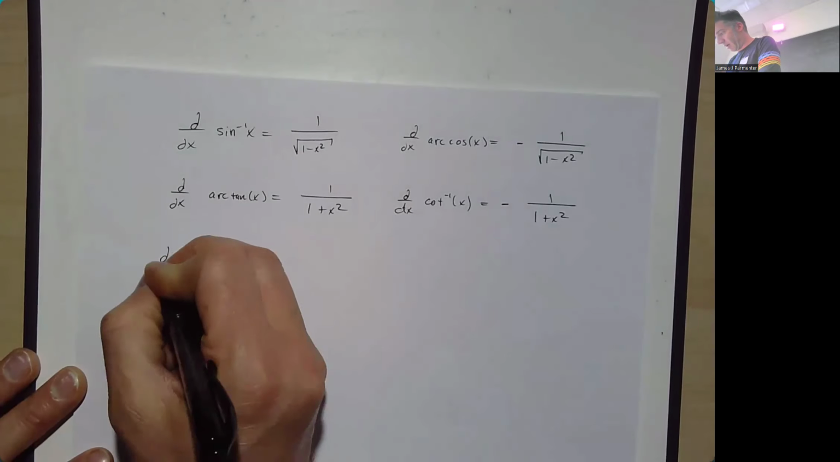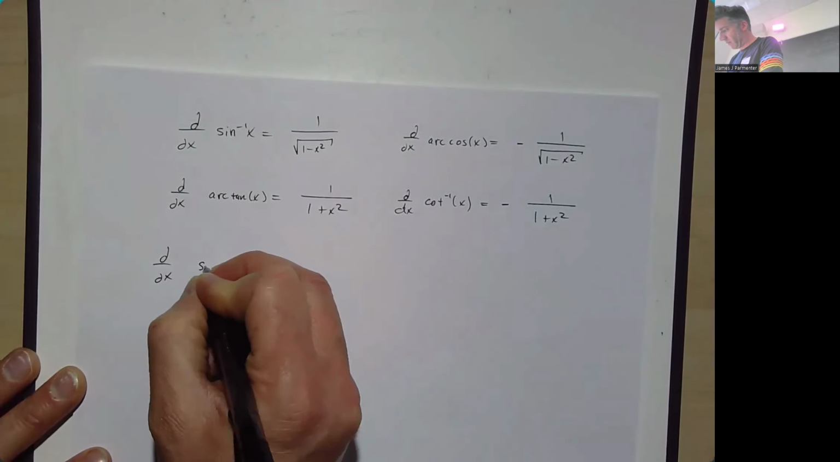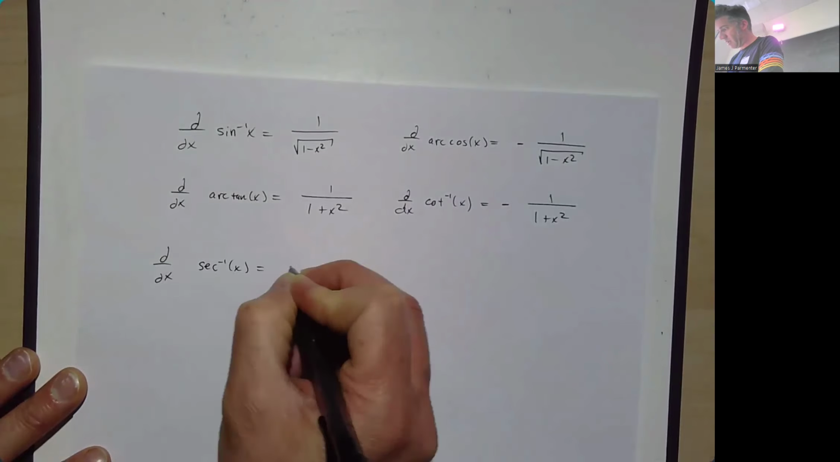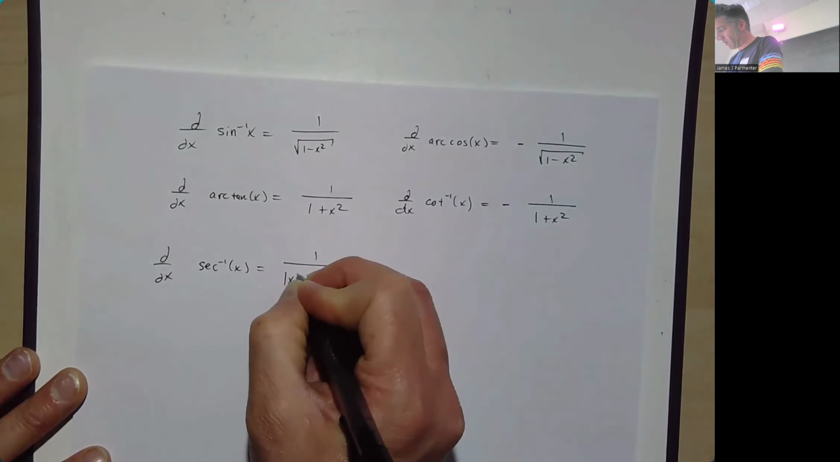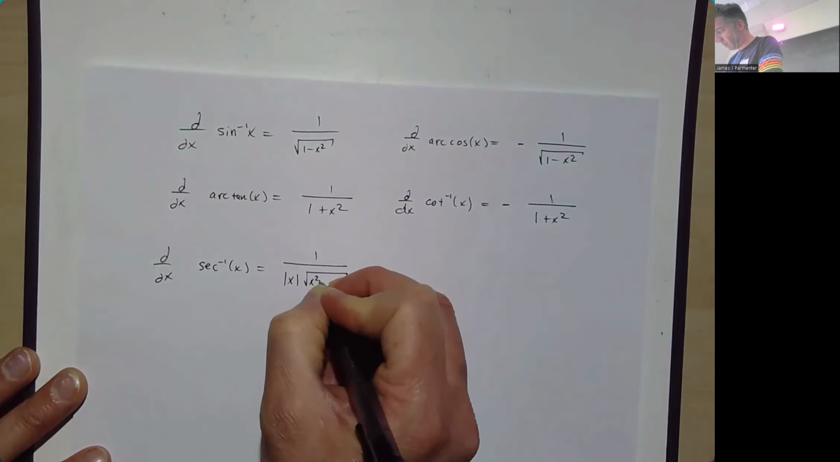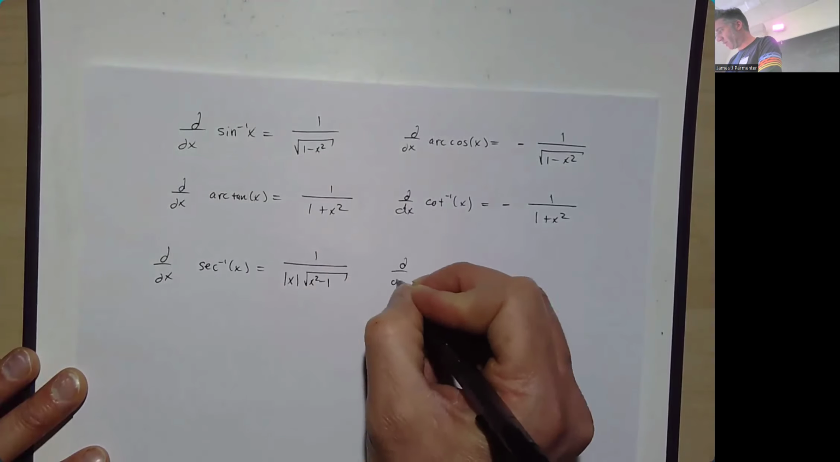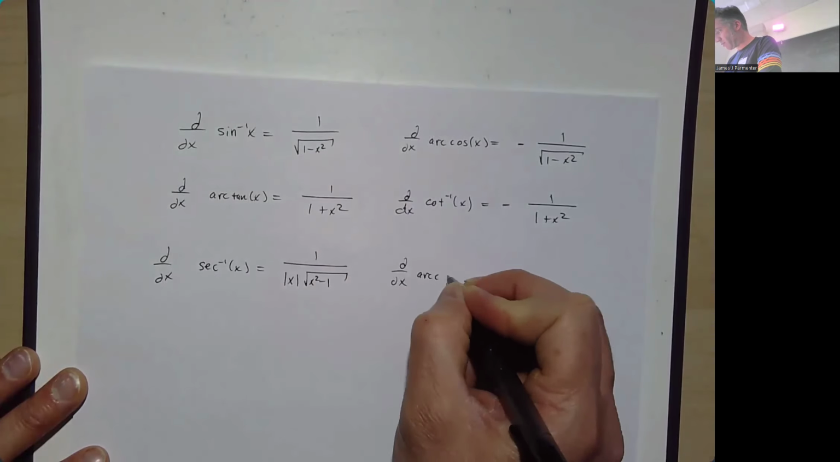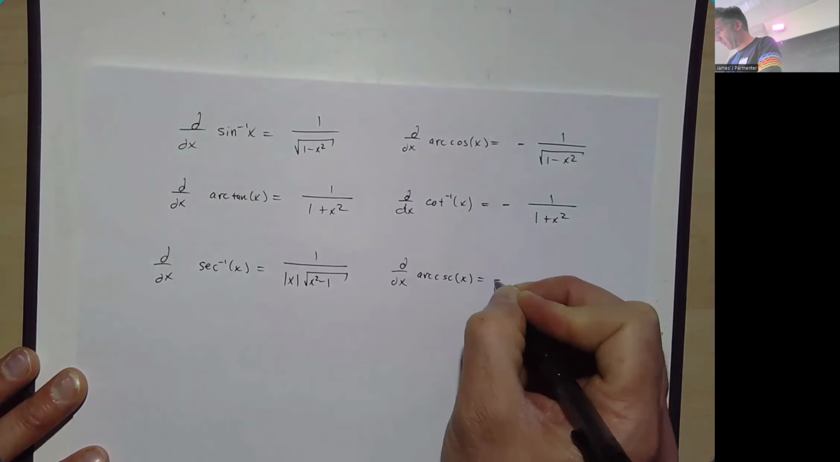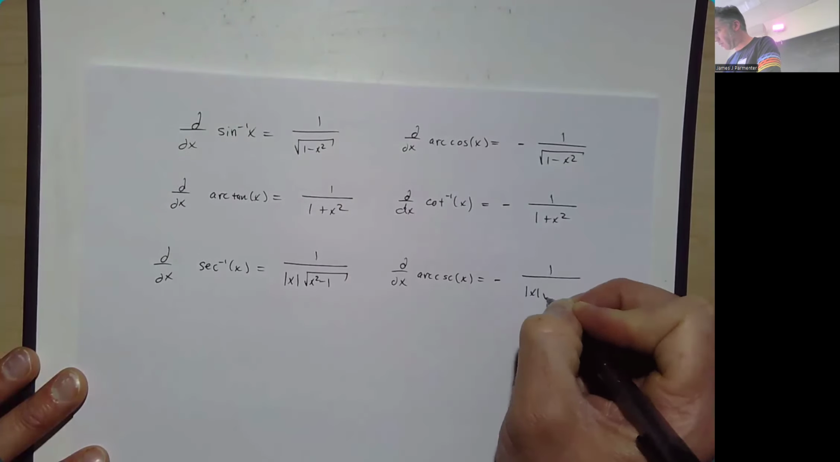So the derivative of the arcsecant or the inverse secant of x is 1 over the absolute value of x times the square root of x squared minus 1. And similarly, the derivative of the arc cosecant of x is negative 1 over the absolute value of x times the square root of x squared minus 1.